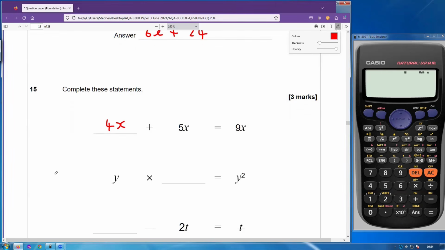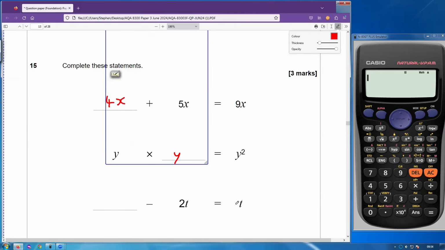Oh, and then we've got to do this bit. Y times something makes y squared. Well, it must be y because a square of something is something times itself. We've got these things called t's, and we take away 2 of them. We must have started with 3 of them.